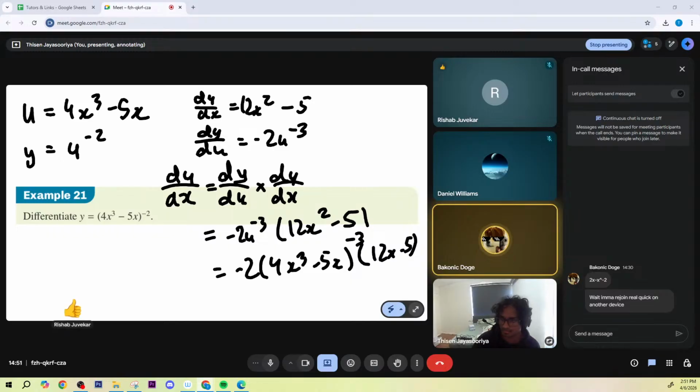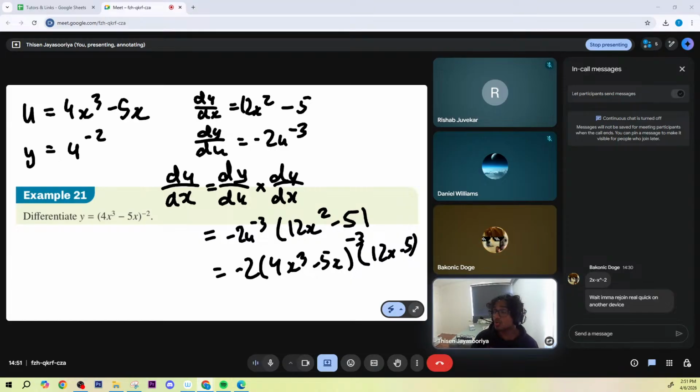Wait, so if they give you f of x and not y, I'm not allowed to use the u at all? No. You're allowed to use both notations. You're allowed to use both. If they use f of x, you can use f of x. If they give you u, or if they give you y.